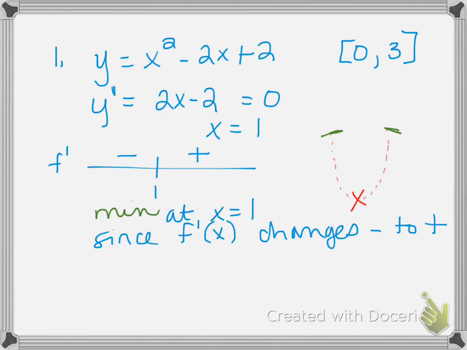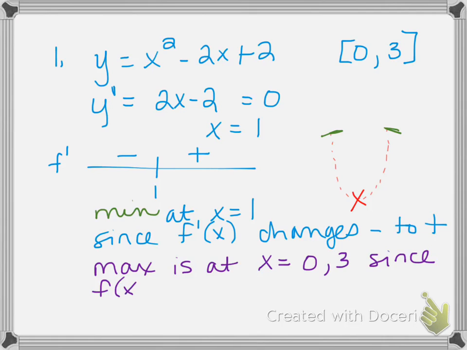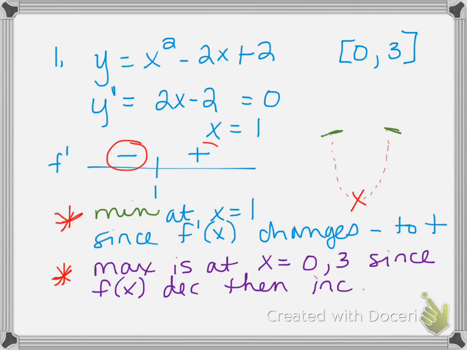So before you can go on to find out which one is the absolute max, you need to say that max is at x equals 0 and 3, and explain what f prime is doing or what f is doing. And I know that f of x is decreasing and then it's increasing. So do the first one like you normally do. Then do the second one just based on what's going on. Since that's what f prime is doing, that's what f is doing. And then you can explain what's going on at the endpoints.